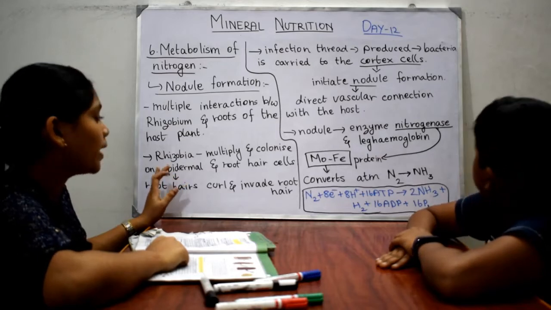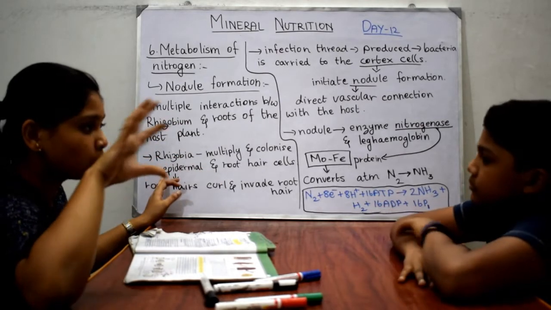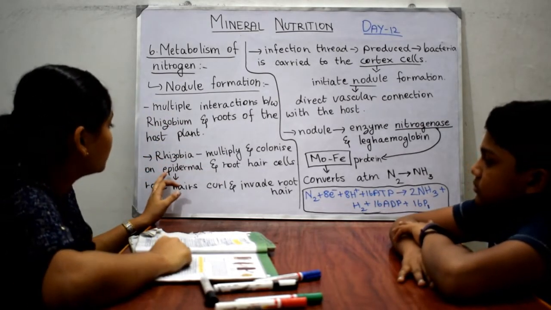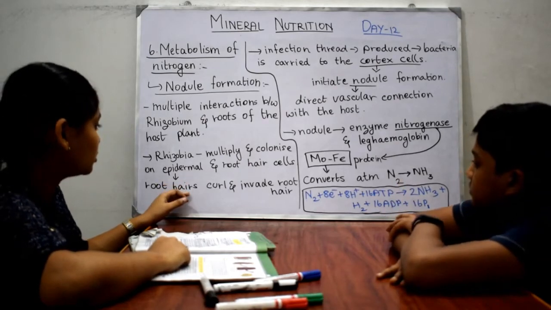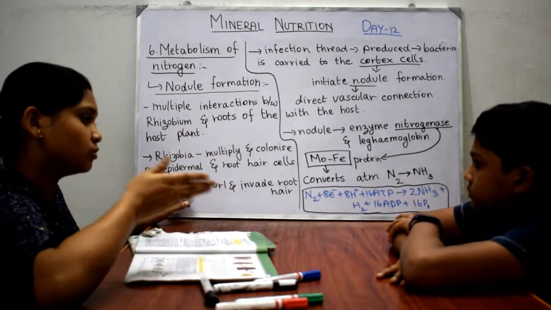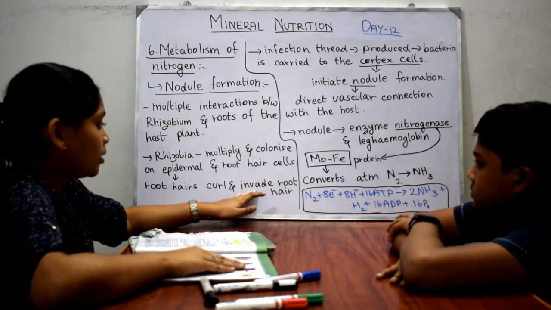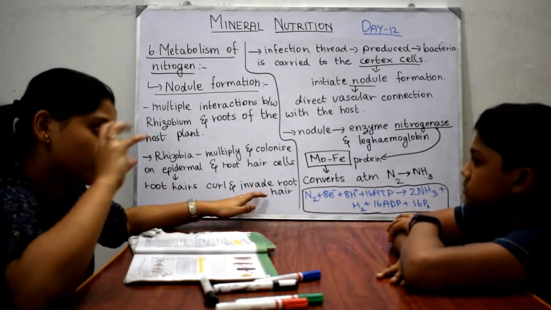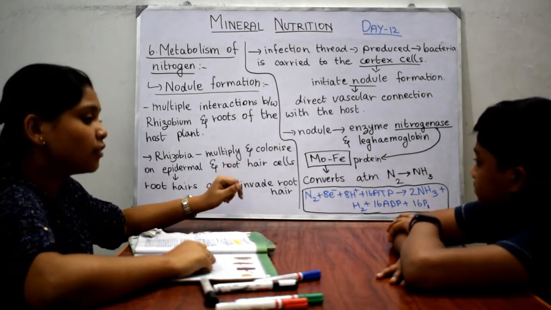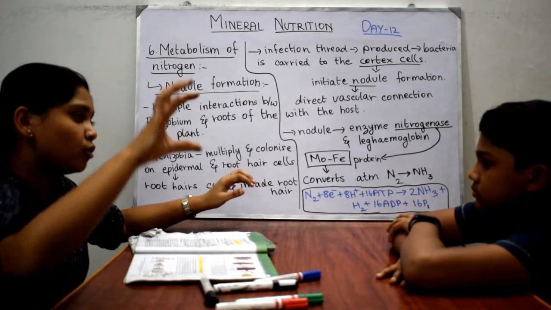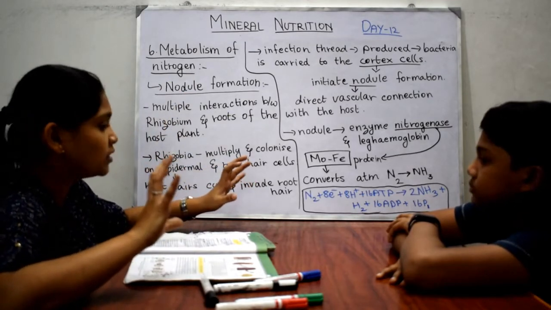and colonize the epidermal and root hair cells first in the soil. Due to the colonies of rhizobium, the root hairs curl inwards, and these rhizobium invade the root hair. After invading the root hair and filling it with rhizobium bacteria, this stage is known as the infection thread.